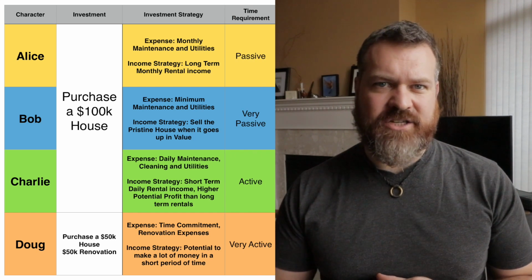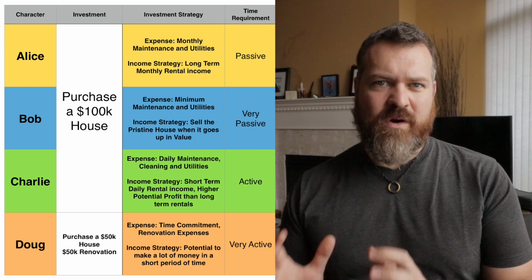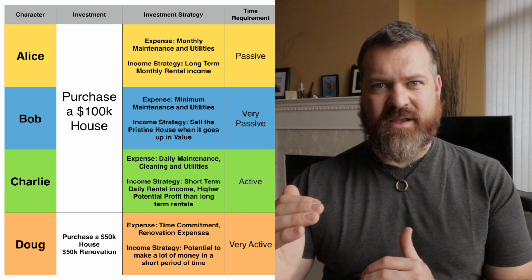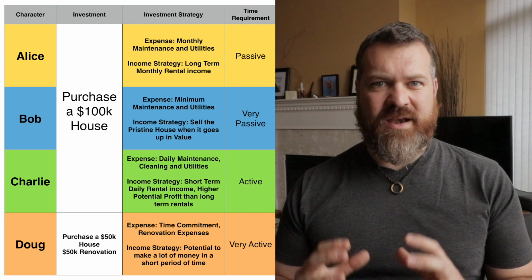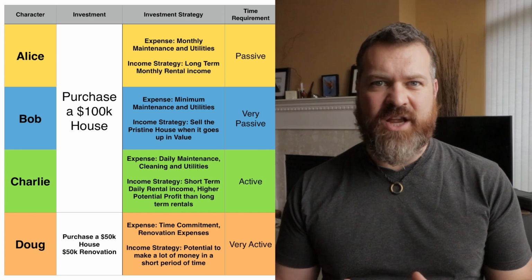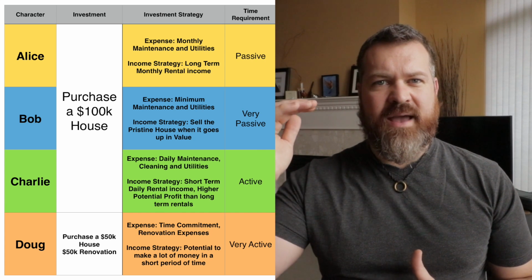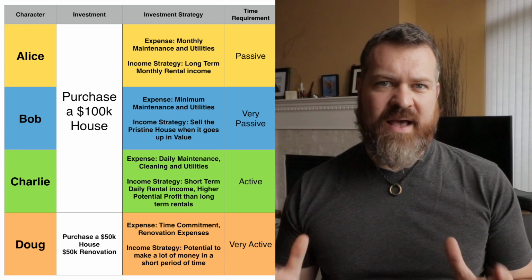So he is hoping that the value of the house will increase over time because of the money that he's put into it. This is a very active type of strategy. It requires a lot of work. Similar to Charlie, Charlie and Doug have both taken on an active role in generating their income, whereas Alice and Bob have taken a more passive role.